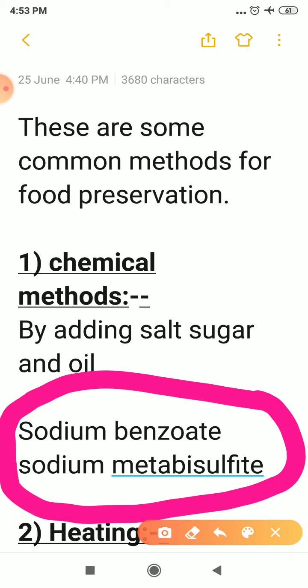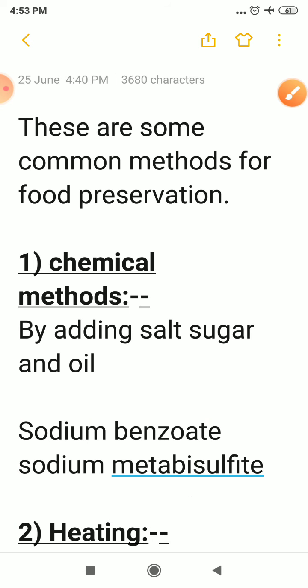How can we preserve food by adding sugar? There are a lot of jams and jellies that are preserved by adding sugar. Sugar reduces the moisture content, which stops the growth of bacteria. By adding oil, we can also preserve our food. In everybody's house, everybody eats pickles. How are pickles preserved for a longer duration? By adding oil only.